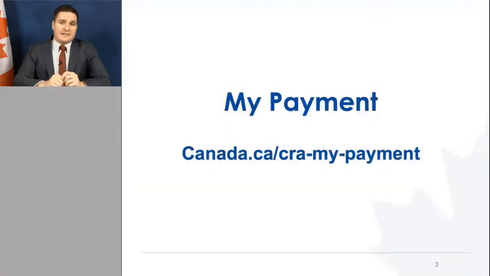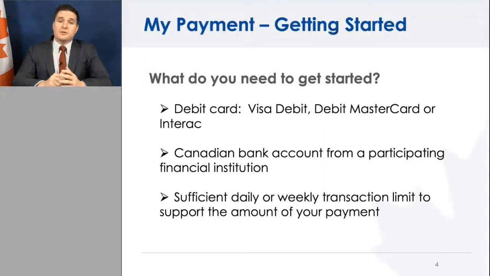You can easily access CRA's My Payment service directly by entering canada.ca/CRA-my-payment into your browser. To make a payment using My Payment, you will need to have a debit card with a Visa Debit logo, Debit MasterCard logo, or an Interac logo. You will also need a Canadian bank account with a daily limit high enough to make the payment.